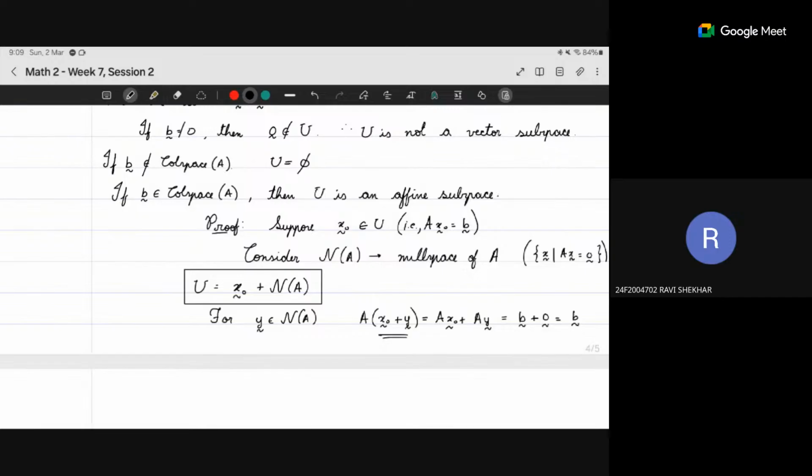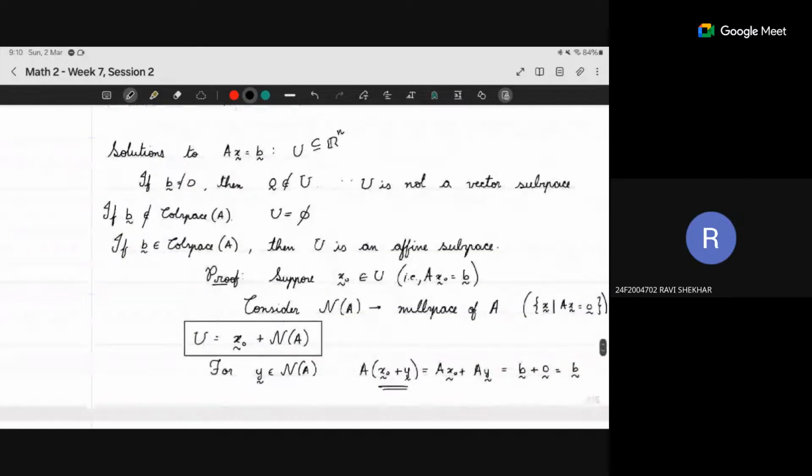So what is this? Vector plus vector subspace. This is an affine subspace. So that is why the solution space to Ax equal to b, a non-homogeneous or not necessarily homogeneous system of equations, if it is not empty, then it is an affine subspace.